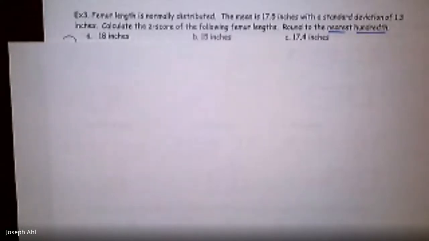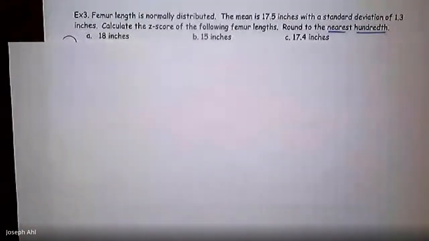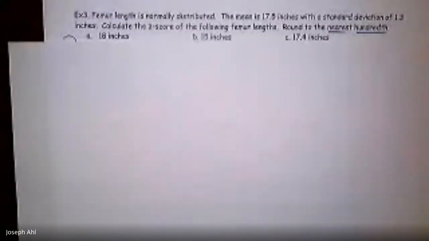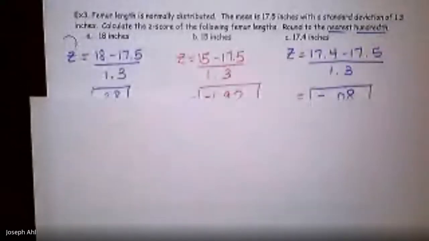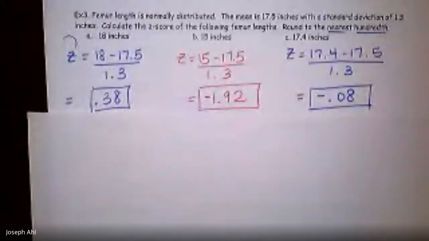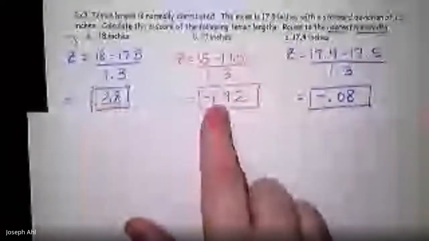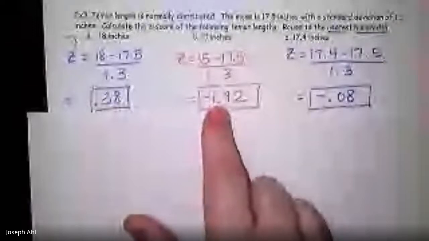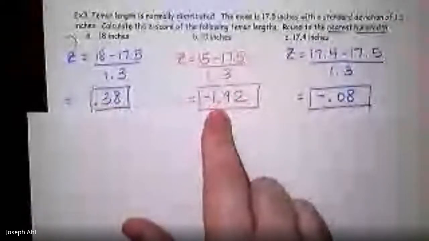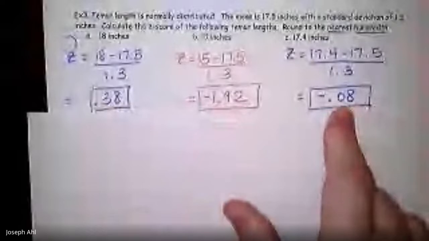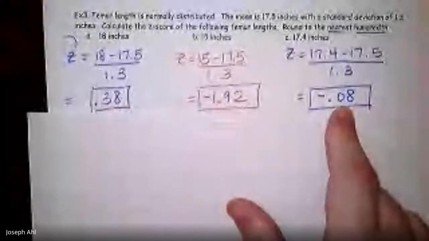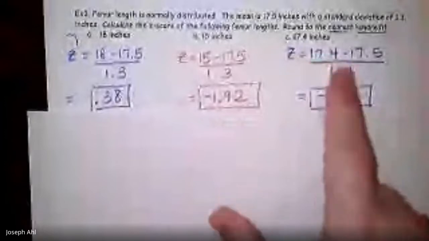Okay, so the first 3 examples, 18 inches, 15, and then 17.4. A length of 18 inches is going to be a positive z-score. It's going to be 0.38. So that's how many standard deviations above the mean that length femur is. Whereas 15 inches is pretty well below the mean in this case with a z-score of negative 1.92. Negative 0.08 would be the z-score if you're just 1/10 of an inch from the mean. Going on to the bottom row, if you are the mean, like we said, your z-score should be 0.